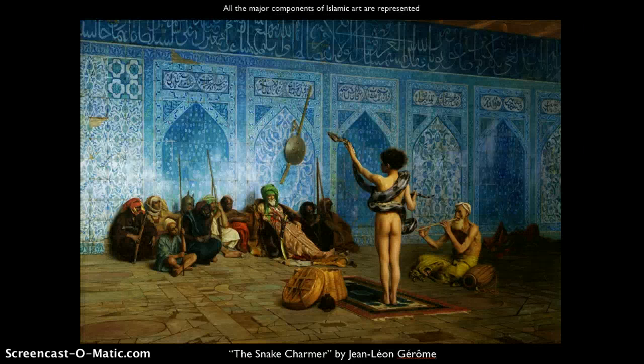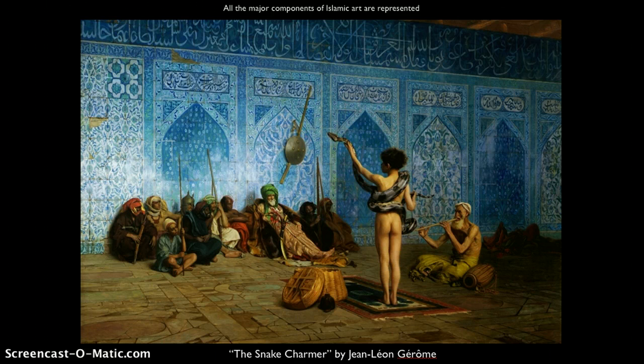So this is a really famous Orientalist piece called The Snake Charmer by Jean-Léon Gérôme. And you can see all the major components of Islamic art are represented here. You can see the calligraphy. On the left you see some vegetal patterns. You see the pointed arches once again, and some geometric motifs. So while they are representing certain aspects of Islamic art, there really is a fantasy aspect to Orientalism.